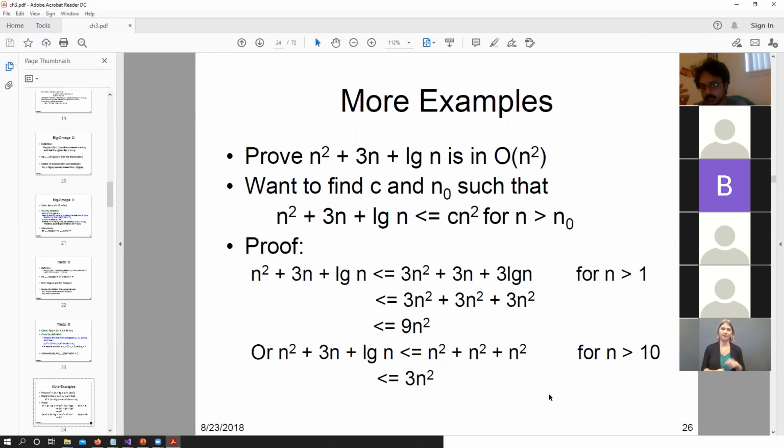So essentially, this example shows that we can replace this 3n and log of n with n squared just to figure out the maximum possible time that our equation might take given some constant.